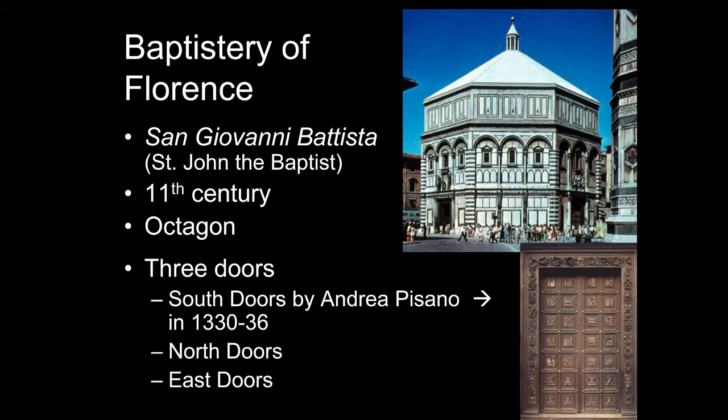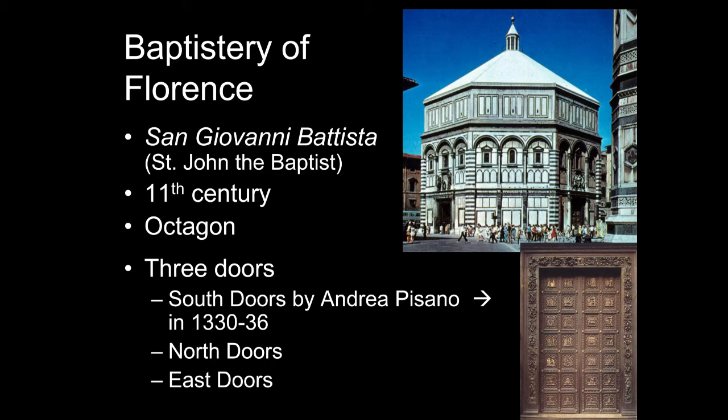Now, there are 3 sets of doors on this building. So essentially you have a door, and then a side, and then another door. And on the side that you might expect to see another door, this is where they would have the altar. So you would not have a door there. So the first set of bronze doors was created by Andrea Pisano in the 14th century.